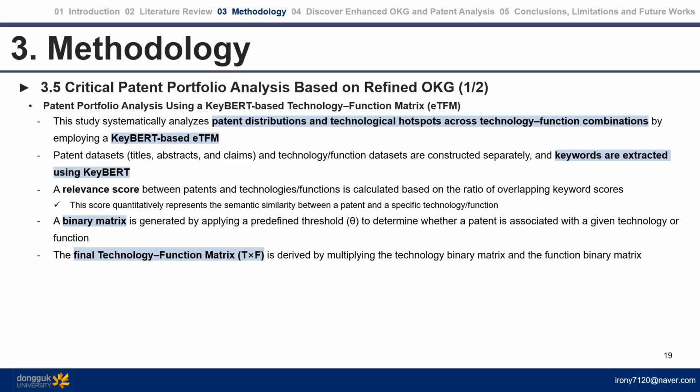This study systematically analyzes patent distribution and technological hotspots across technology-function combinations by employing a keyword-based ETFM. Technology and function datasets are constructed separately and keywords are extracted using keywords. A relevance score between patents and technology functions is calculated based on the ratio of overlapping keyword scores. A binary matrix is generated by applying a predefined threshold. The final technology function matrix is derived by multiplying the technology binary matrix and the function binary matrix.